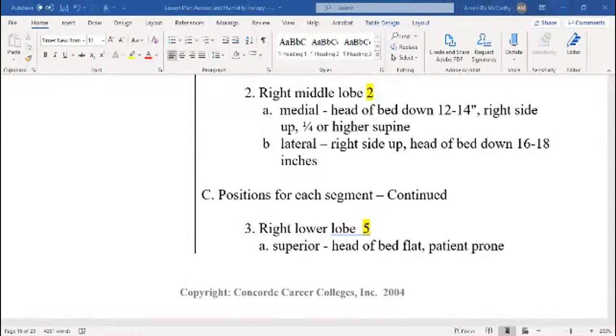Now, the lateral side of the right middle lobe. So if my secretions are built up on the lateral side of my right middle lobe, then I need to lay my patient right side up completely, head of the bed down 16 to 18 inches, okay? So, for instance, right side up. This is a right lung, okay? This is a right lung. It's my patient's right, okay?